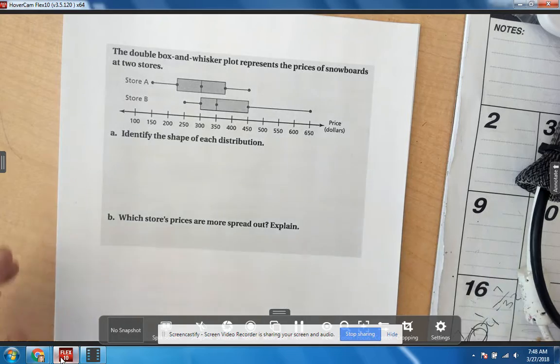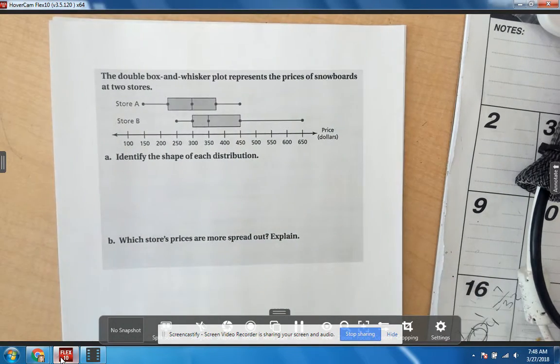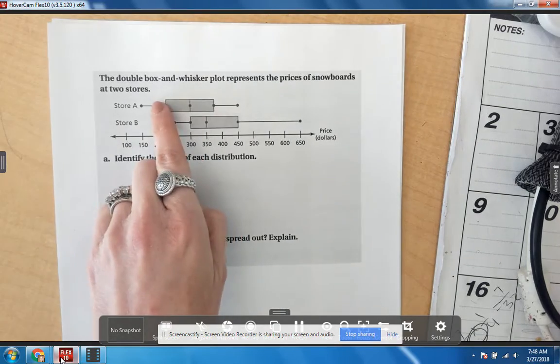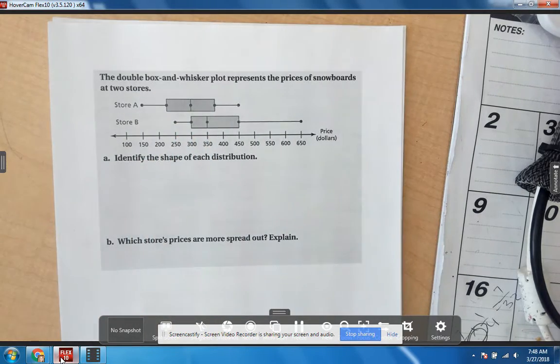All right, last question. I'm going to do this and then I'm going to give you one to try. It says the double box and whisker plot represents the prices of snowboards at 2 stores. So they have store A and store B. This is representing the prices at store A, and this is representing the prices at store B.